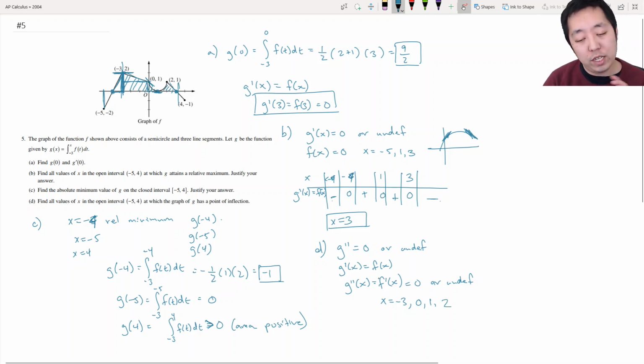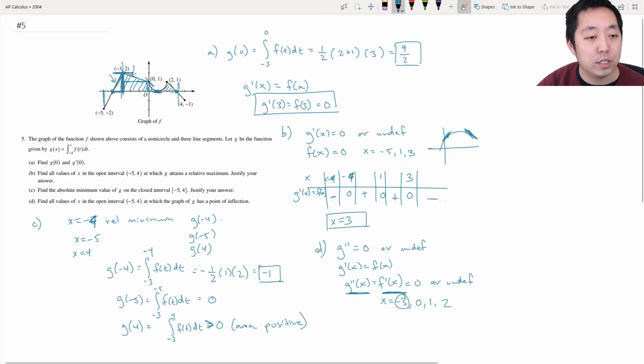Now, points of inflection mean the second derivative has to change signs, or that means the first derivative of f has to change signs for the second derivative to change signs. So I look at negative 3, and I look to the left, and I look to the right, and f prime changes signs. It goes from positive to negative. So this is a point of inflection because the first derivative changes signs, which is really the second derivative of g. So you got to kind of keep that in your head.